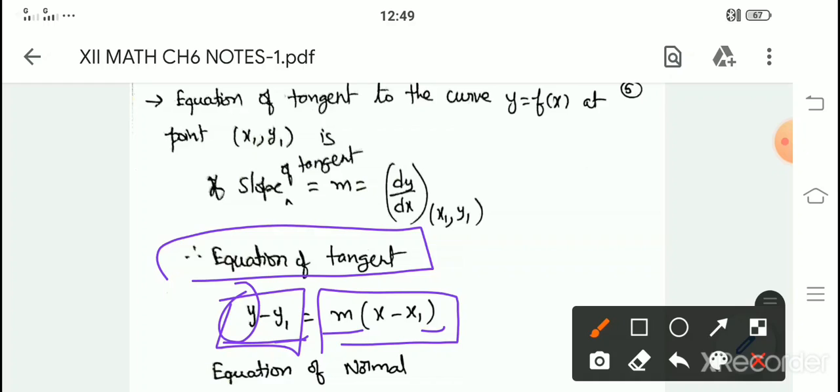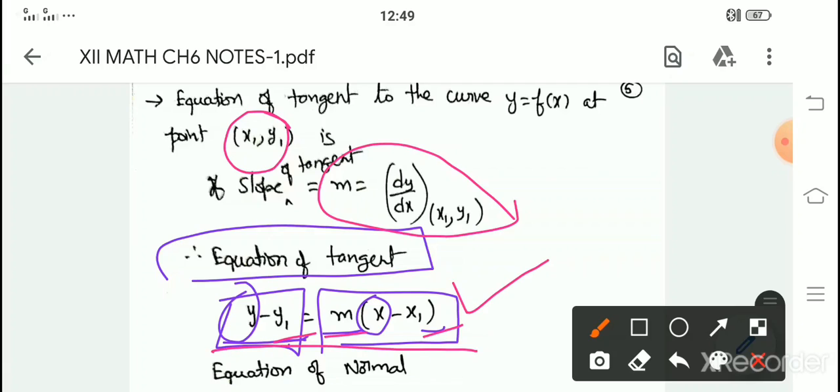The x and y variables you should not touch, they should stay like that only. You should know y1, x1 and m. x1, y1 is the point given to you, and m is the slope you are finding. So substitute them to get the equation of the tangent. The important thing is to remember the formula for the equation of the tangent: y minus y1 is equal to m into x minus x1.